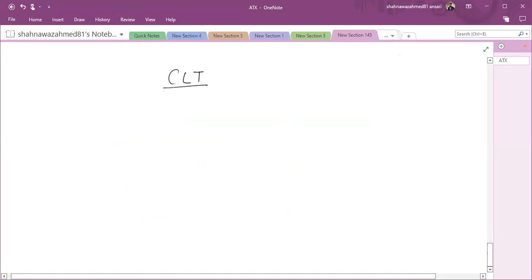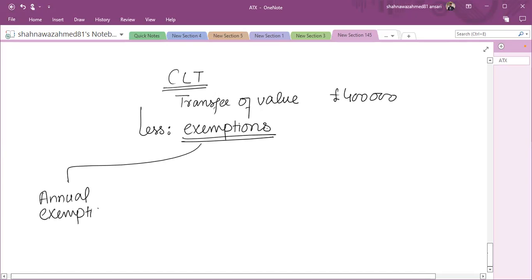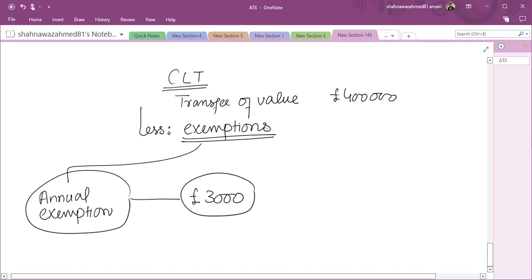Now suppose, let me give you an example. Suppose we have a CLT and we have a transfer of value. Suppose it is 400,000. And now we need to deduct the exemptions. Now we need to learn how many exemptions we have. Let me just give you an idea of the first kind of exemption, which is called annual exemption. Today, I'm not teaching you inheritance tax. I'm just giving you an idea about inheritance tax. So every year we have an annual exemption of how much? £3,000.